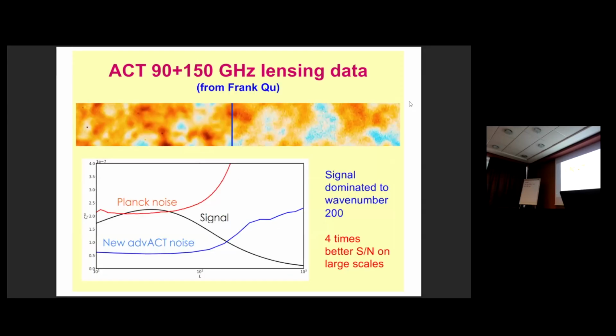Okay, I just want to mention that we've been able to revisit this sort of analysis with the beautiful CMB lensing data that's come out of the ACT experiment. It does much better than Planck because of its higher resolution.